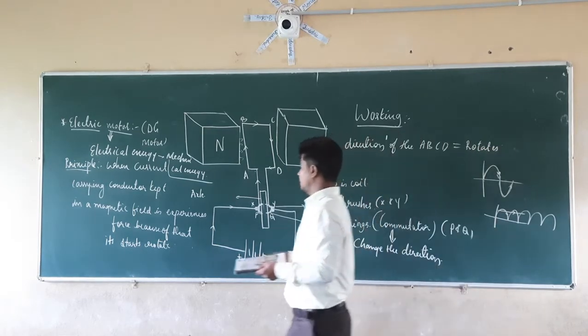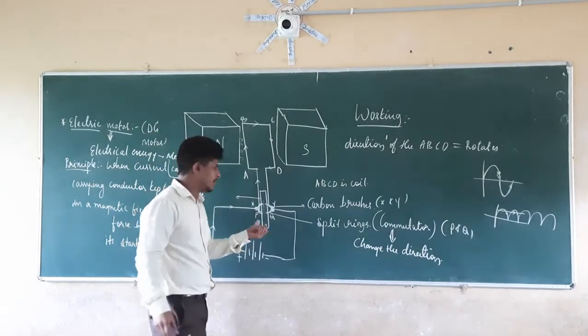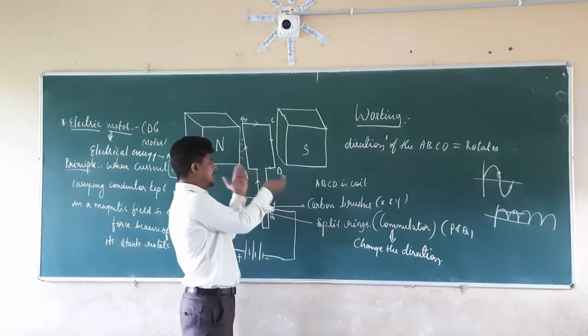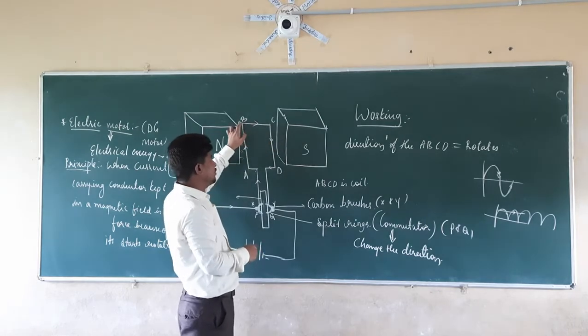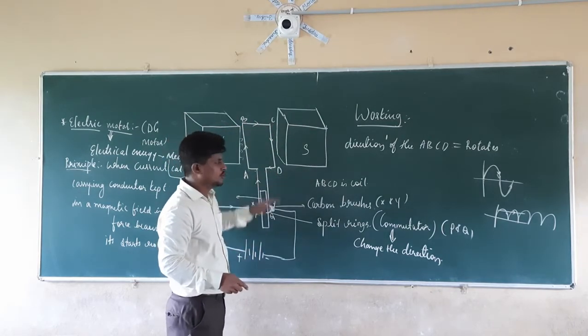Right, after the first half. See here, after the rotation of this thing, what is going to happen? This whole thing is going to rotate. After the half rotation, this D is coming at the position of A, this C is coming in the position of B, and B is going to the position of C, and A is going into the position of D.